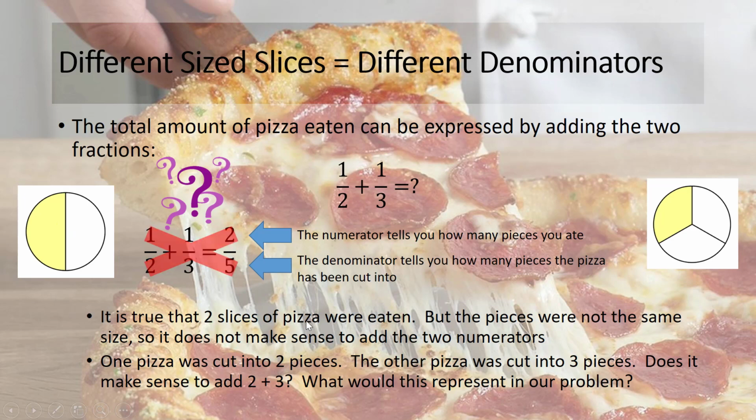So what are we going to do about this problem? We need to add 1/2 and 1/3, and we can't just add across. This doesn't make sense mathematically, and it also doesn't make sense physically to say that 2/5 of a pizza was consumed. It's very clear that, for example, 1/2 is already bigger than 2/5. So if you ate 1/2 of a pizza and then 1/3 of another pizza, you're clearly eating more than 2/5 of a pizza.